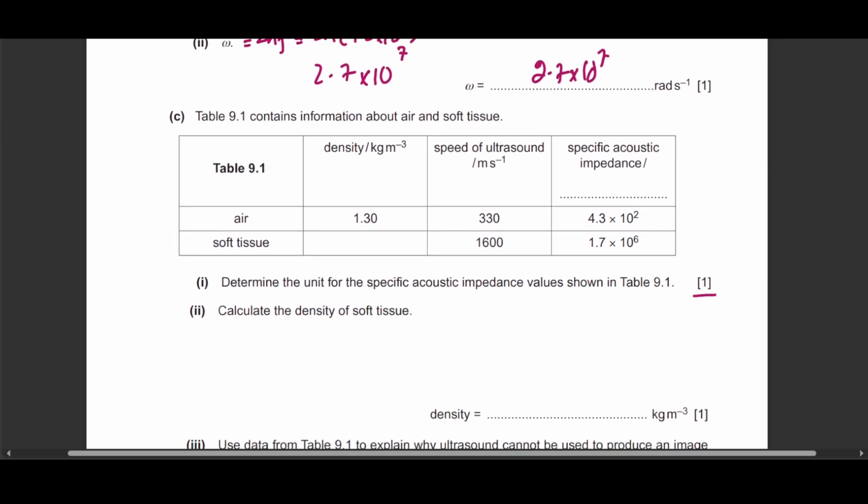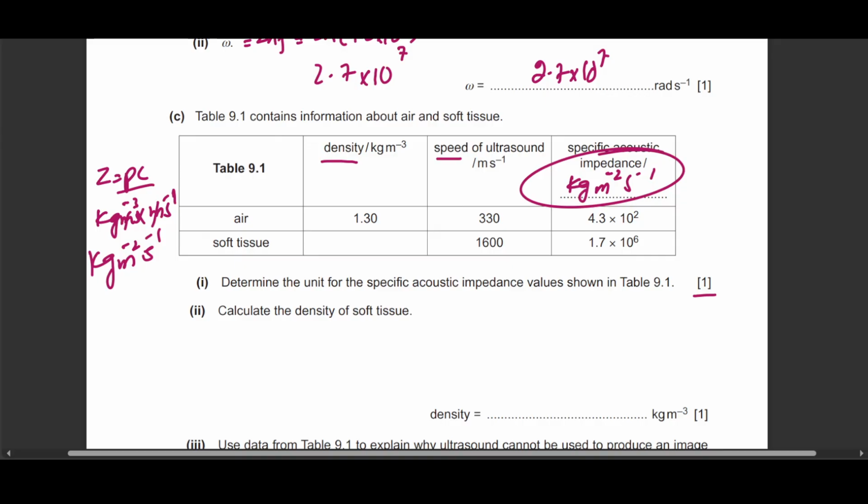So the units are going to be kg m^-2 s^-1. This is from AS basically. So the specific acoustic impedance is the multiplication of density and speed. So density is kg m^-3. Speed is m s^-1. So one m cancels out. So we are left with kg m^-2 s^-1. That is what the unit is going to be. Okay.